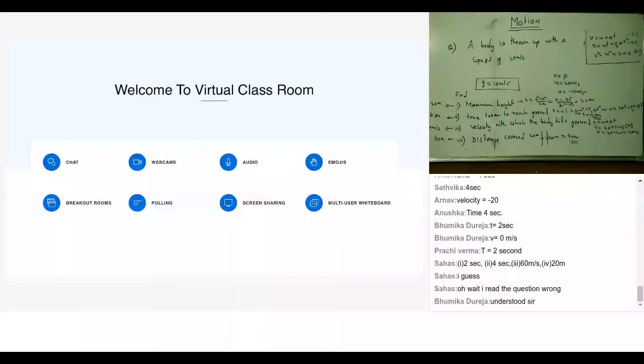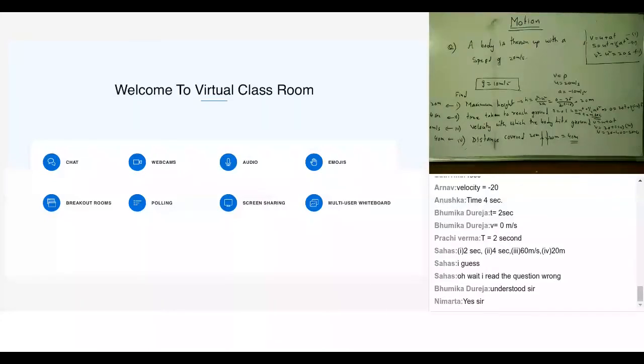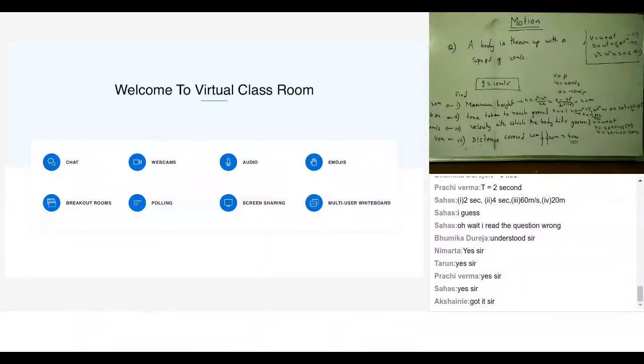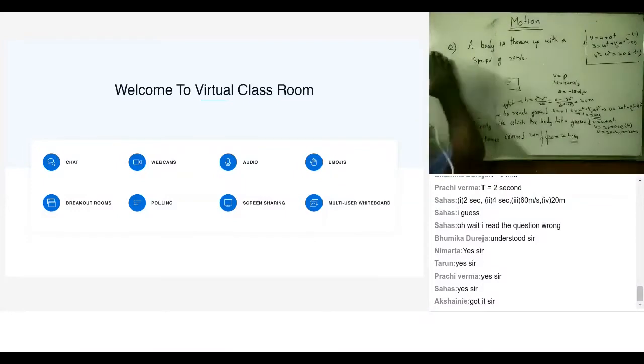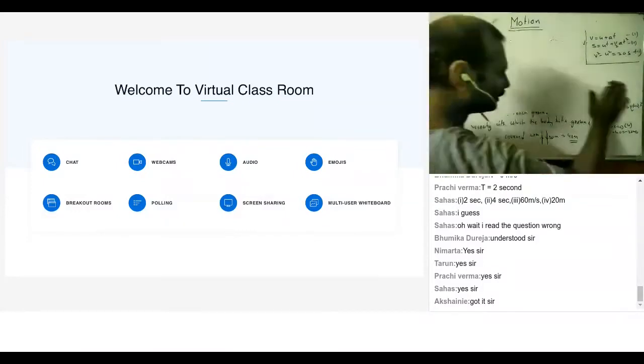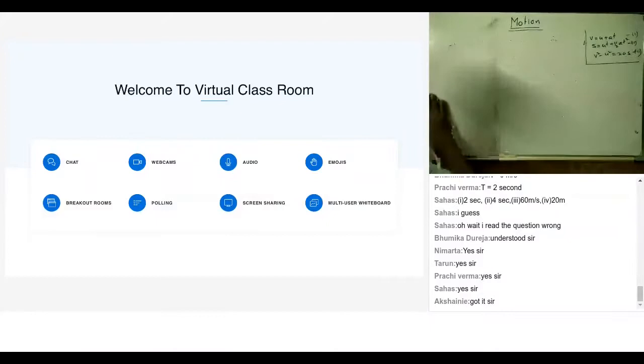So now let's go for a different question based on the same principle. I hope all of you could follow this, right? Tarun, what about you? Tarun and Anushka. Now what we have done, we have thrown the body up in all these cases. Now the second case, what I do is I leave a body from the top of a tower.